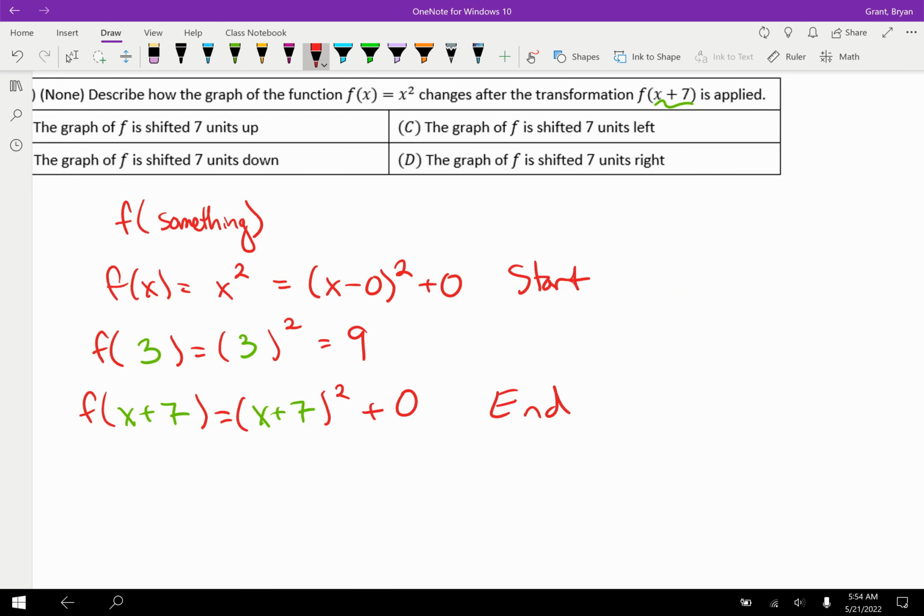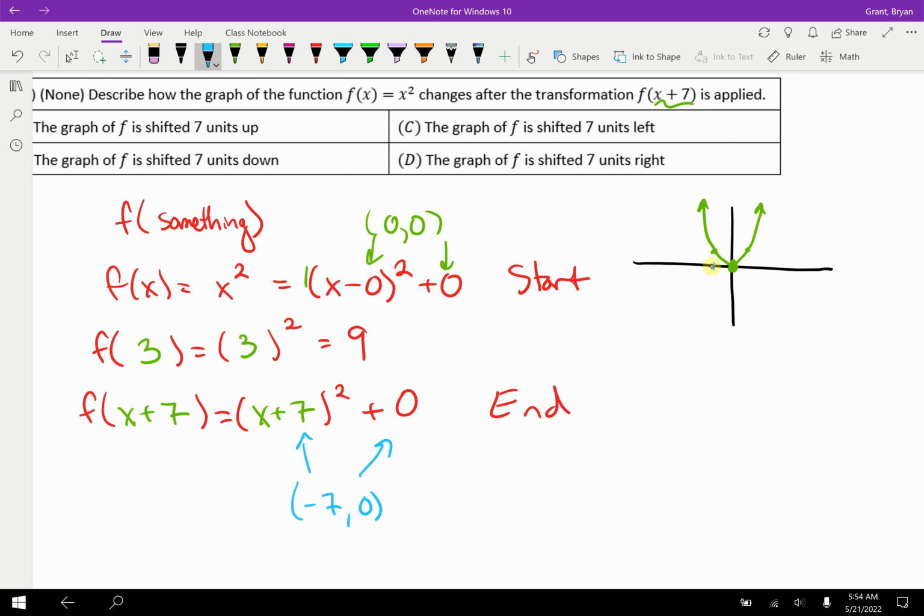Well, this graph has a vertex, and I'm going to quickly sketch this out here. It doesn't have to be perfect. This graph has a vertex of 0, 0. We can see our vertex right here. And an a value of 1, up 1 over 1, up 1 over 1. So we have a parabola like this. However, this second graph has a vertex of negative 7, comma 0. 1, 2, 3, 4, 5, 6, 7, negative 7, comma 0. Still an a value of 1, up 1 over 1, up 1 over 1. And it looks like this.